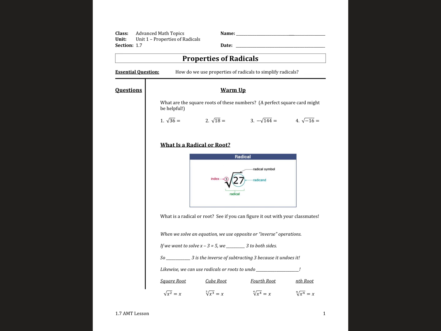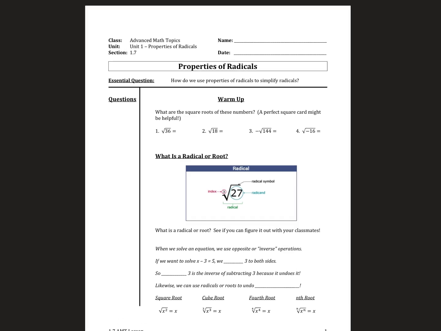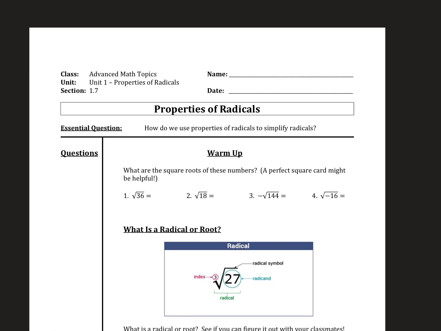We're continuing with the last section of Unit 1, which is Fundamentals of Algebra 1, Foundational Algebra 1 skills, I suppose. And so 1.7 is Properties of Radicals. Our essential question is how do we use properties of radicals to simplify radicals?